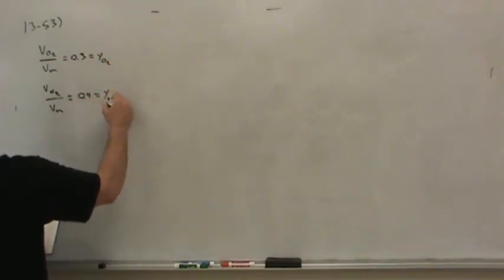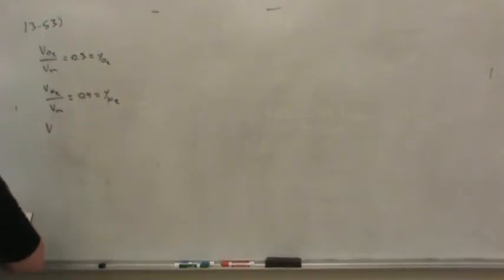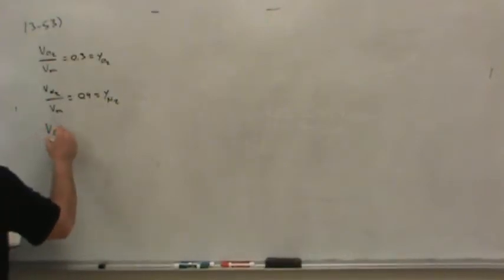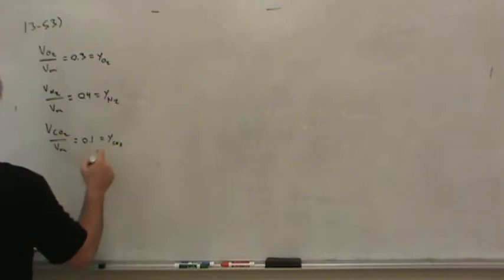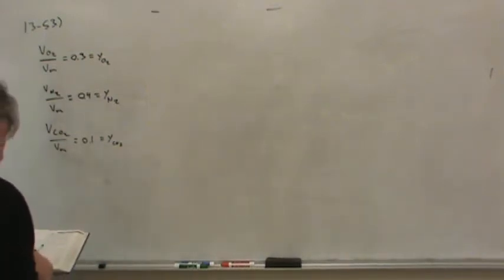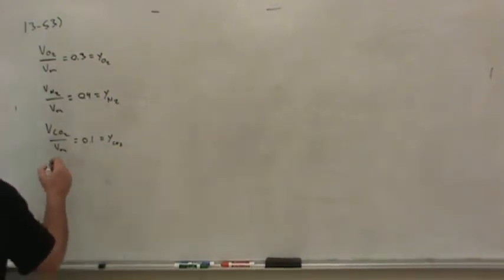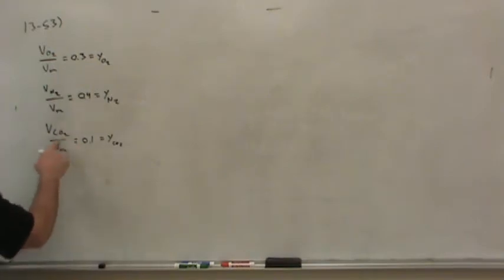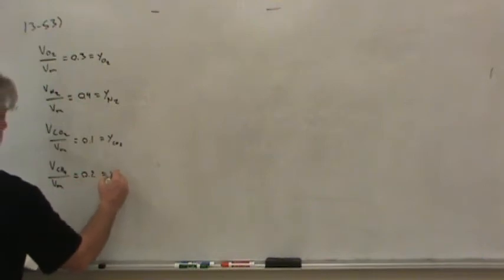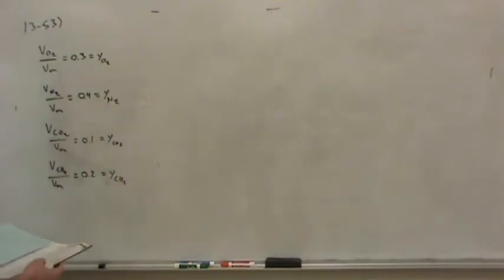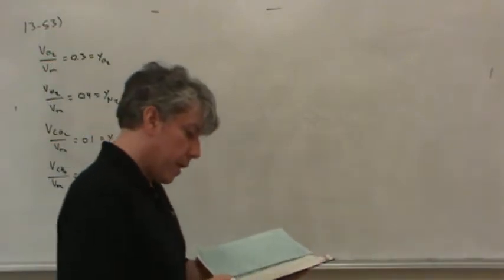This would be y N2. And then the volume of the carbon dioxide over the mixture volume is 10%, so y CO2. And finally, 20% methane. So volume, instead of writing M, I'm reserving that for the mixture. I'm going to write CH4, the chemical formula for methane, since it's short and easy to write. So this is y CH4. All right, I wanted to jot that down because that was quite a bit.